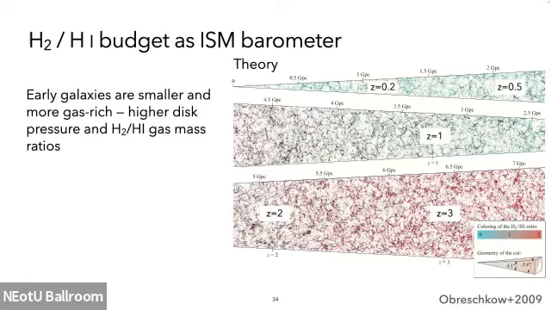This is some work from Daniel Breshko that shows you how the H2 to H1 ratio is theoretically predicted to vary in galaxies. As you go out to high redshift, galaxies get smaller and more gas-rich, and this means that the ISM pressure is higher, and that the theoretical expectation is that the H2 to H1 gas ratio increases. And I think we can see this on screen, right? This color goes from blue to red with increasing H2 to H1 ratio as we go to high redshift. And that means that this ratio can be used as an ISM barometer.